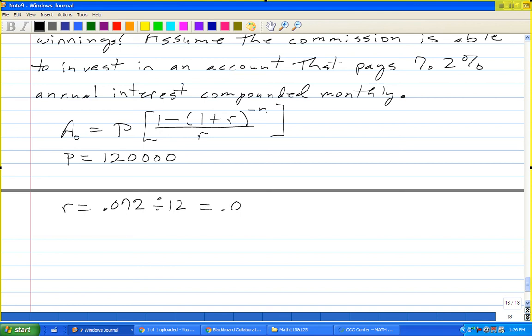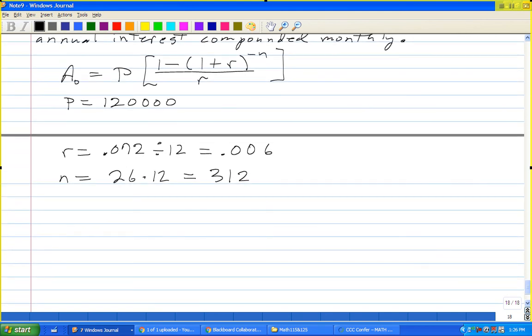And so 0.006% per month. N is 26 years. And so let's multiply by 12 to get the number of months. And so 312 months. And so let's plug this in.